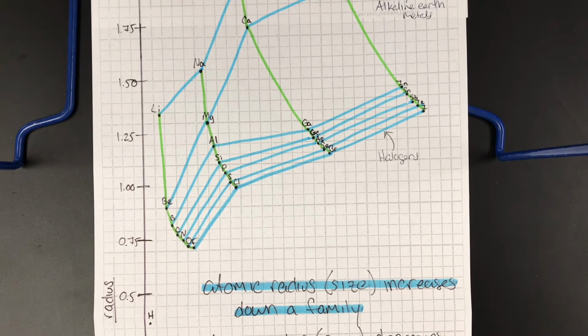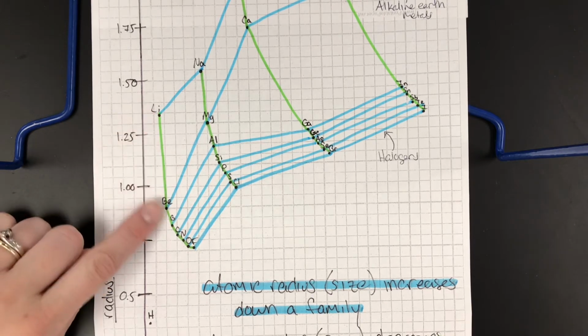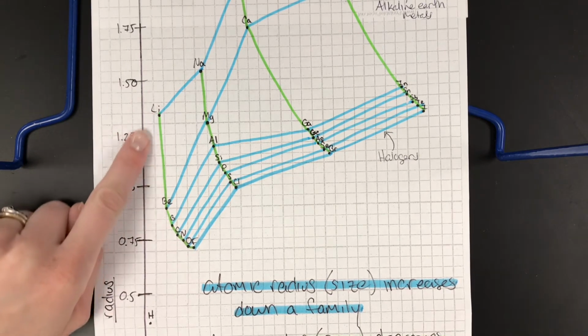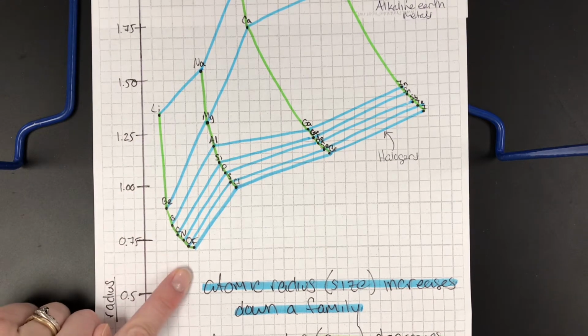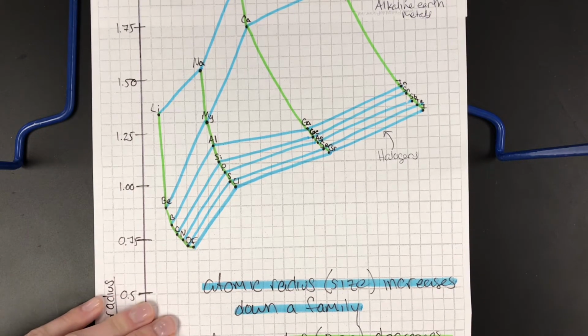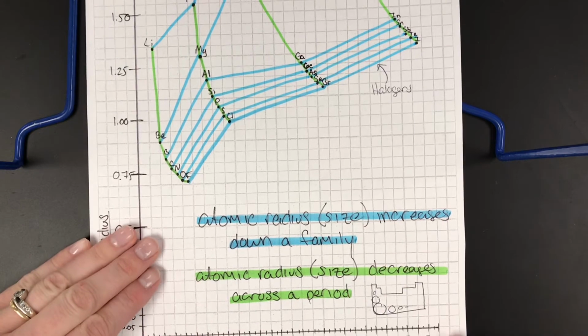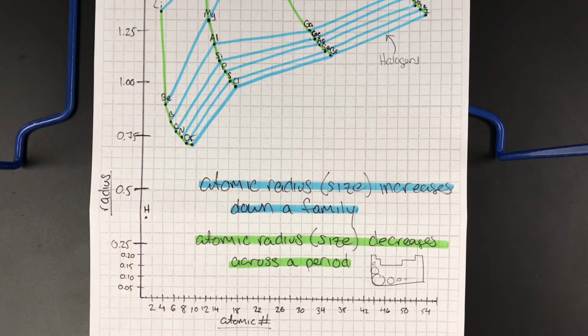Okay, what about across a period? If you look at lithium, beryllium, boron, carbon, nitrogen, oxygen, fluorine, you're going from left to right across a period. What's happening to the radius or the size as you go left to right across a period? It gets smaller. So the atomic radius or the size of the atom decreases as you go across a period. It gets smaller.